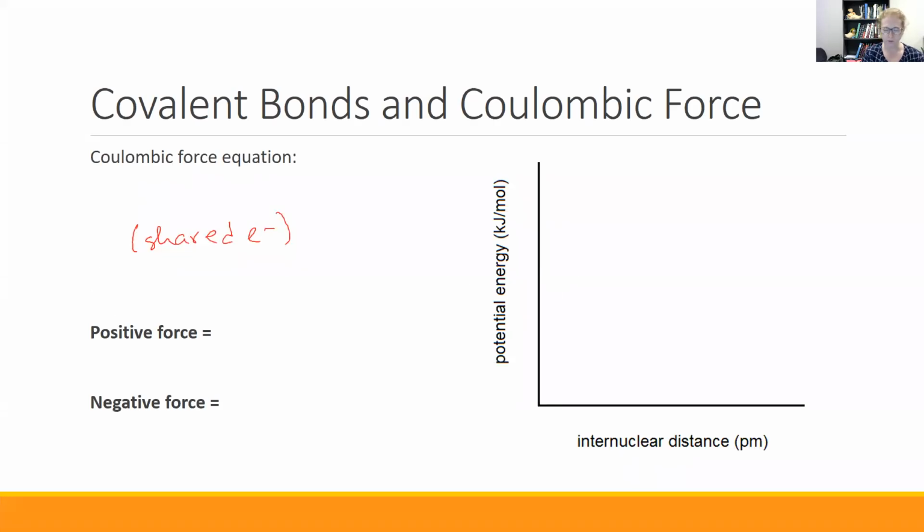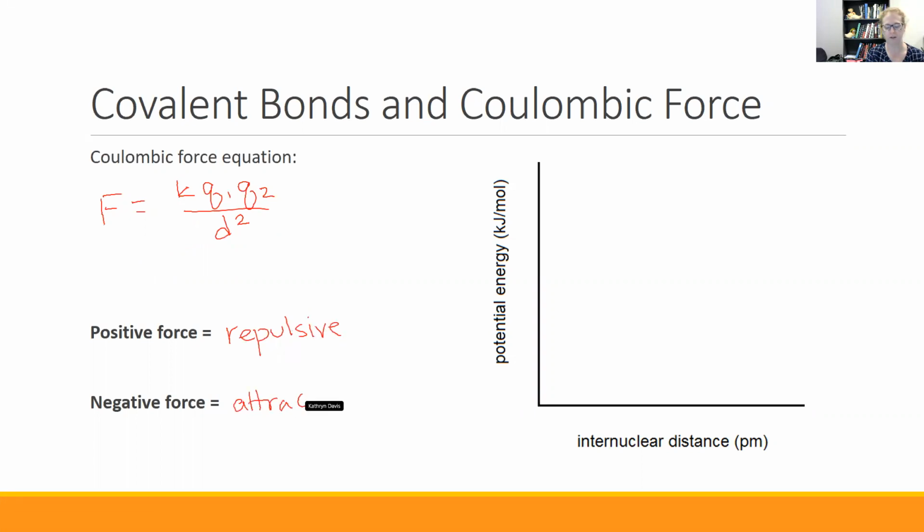And a covalent bond relates to Coulombic force in that force is equal to a constant times some charges divided by the distance between them. If I get a positive value for force, we call that repulsive force. And if I get a negative force, it's attractive. And in a chemical bond, we have both of them going on.